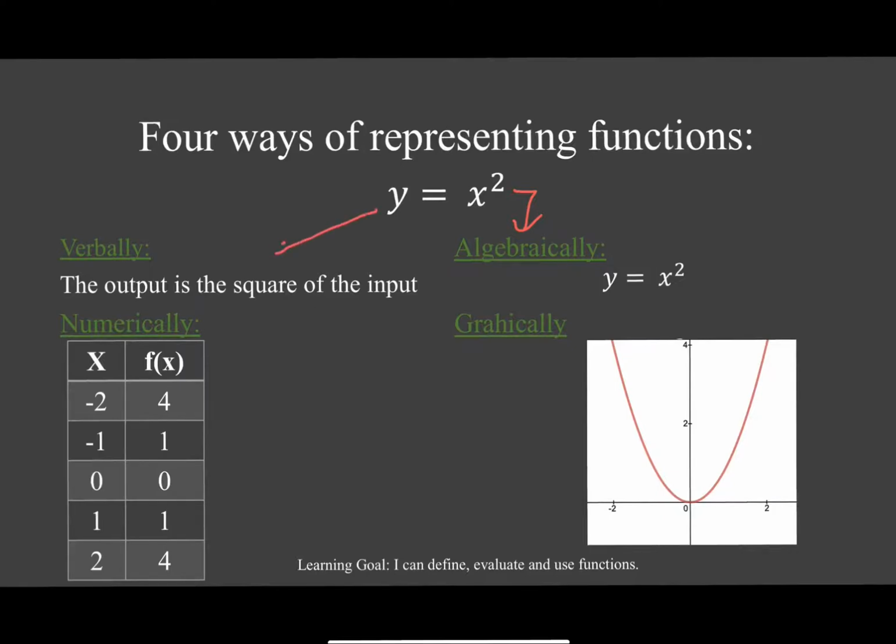But we could also represent this verbally as the output is the square of the input. And it represents the same thing because our output is y, which is obtained from the square of our input x. And we could also represent this function numerically with, for example, a table of values, which we've done before, where we match up inputs with outputs. So -2 is matched up with 4, -1 with 1, so on and so forth. And then finally, graphically, which we've also done before, it's just representing this function by using a graph, which we obtain from all the ordered pairs from our numerical table.